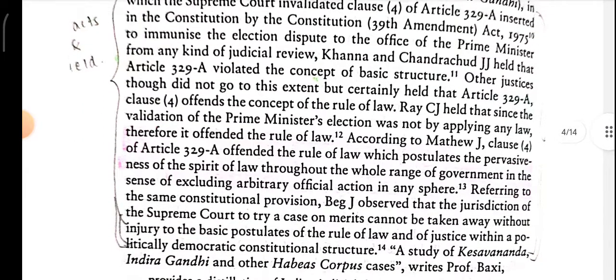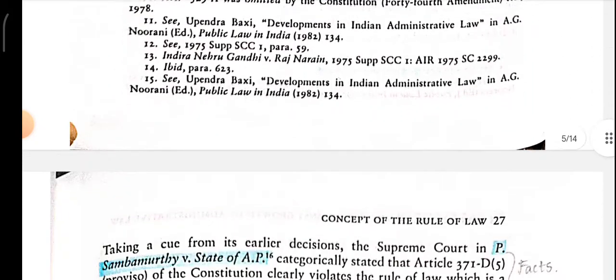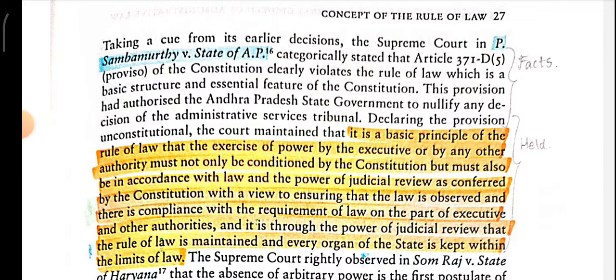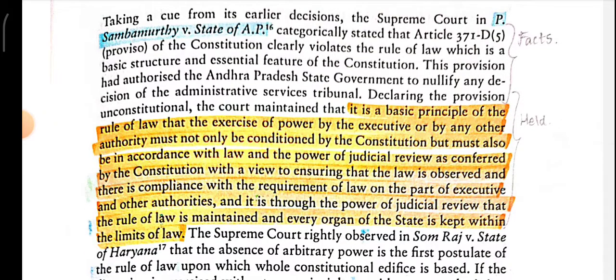These are some facts regarding rule of law. We can go through this, guys. Let's move ahead to the other facts of the rule of law. It is a basic principle of the rule of law that the exercise of power by the executive or by any other authority must be in accordance with law, and the power of judicial review is conferred by the Constitution of India with a view to ensure that the law is observed and there is compliance with the requirements of law on the part of the executive and other authorities. It is through the power of judicial review that the rule of law is maintained and every organ of a state is kept within the limits of law.